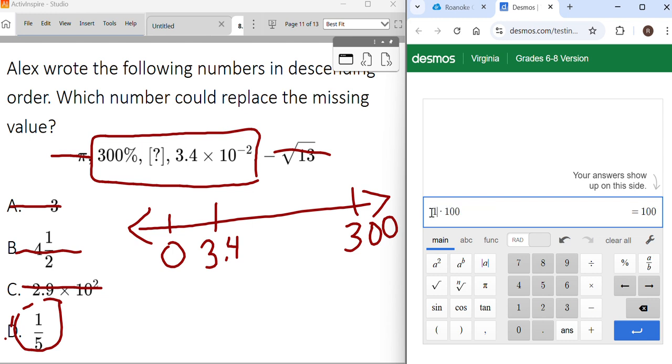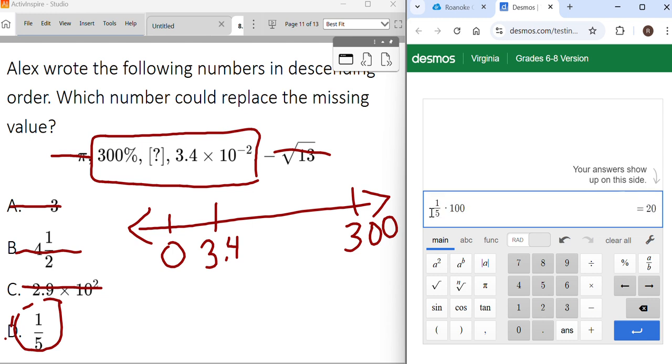So let's put in 1 divided by 5. That's 20%, which is right around there. And that is between the other two numbers. So that's how you get that answer.